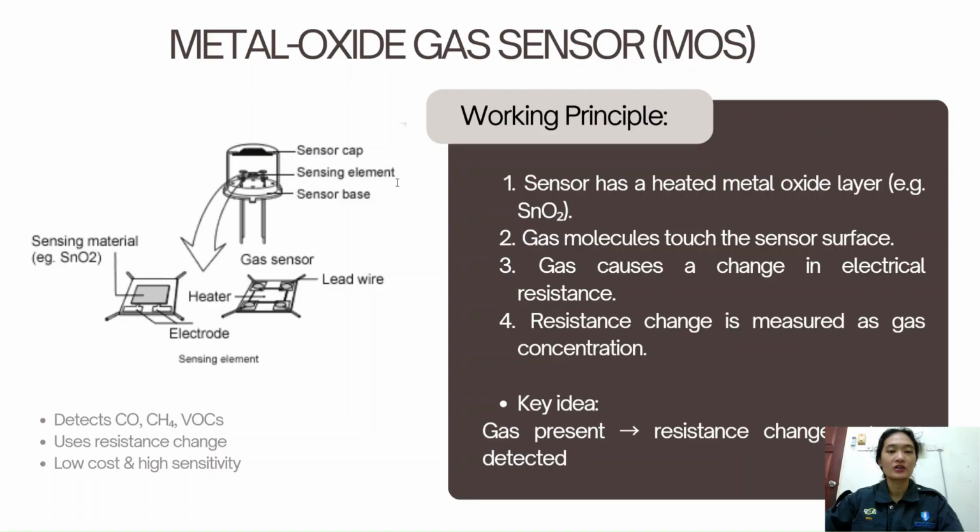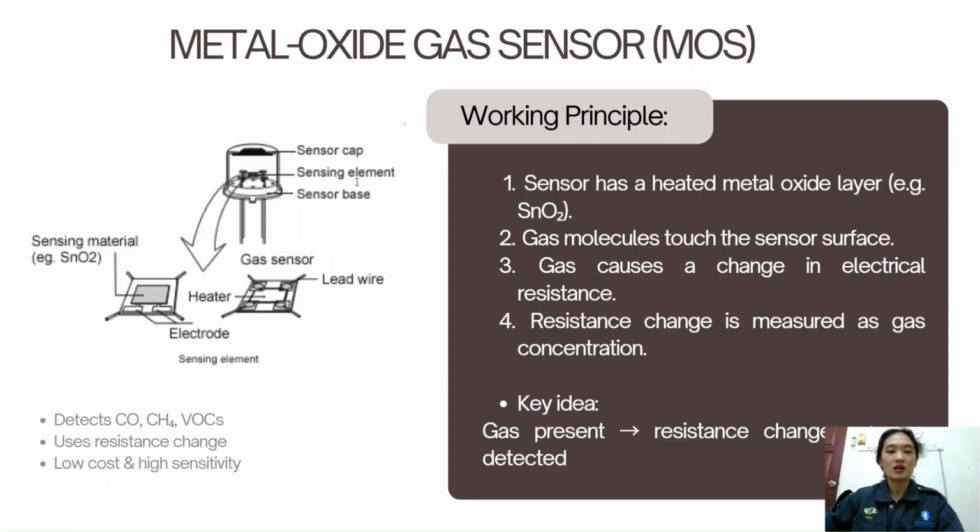The working principle of a metal oxide gas sensor is based on changes in electrical resistance caused by surface chemical reactions. The sensing element of a metal oxide sensor is typically made of tin dioxide, which is an N-type semiconductor material. A key component of the metal oxide sensor is the built-in heater. The heater increases the temperature of the sensing layer to approximately 200 to 400 degrees Celsius.